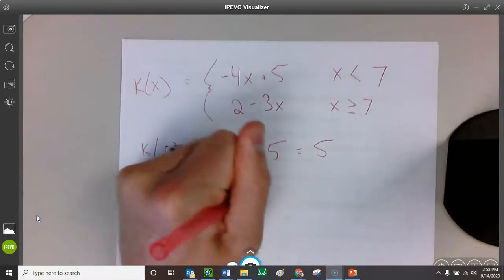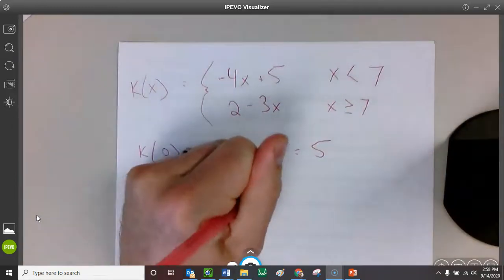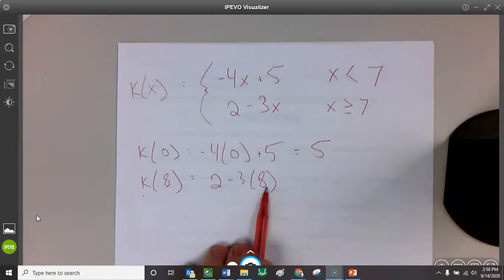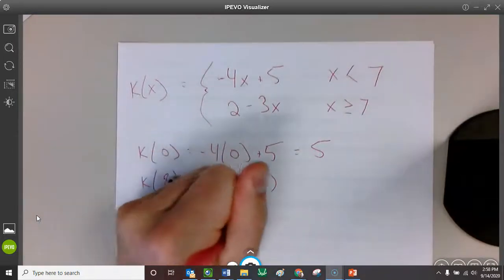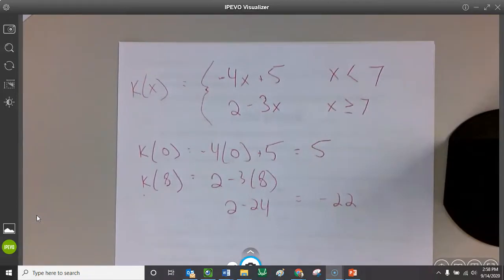2 minus 3, set of parentheses. In those parentheses goes whatever I'm plugging in. 8. 3 times 8, 24. 2 minus 24 equals -22. And we're dancing. We're evaluating piecewise functions from an equation.